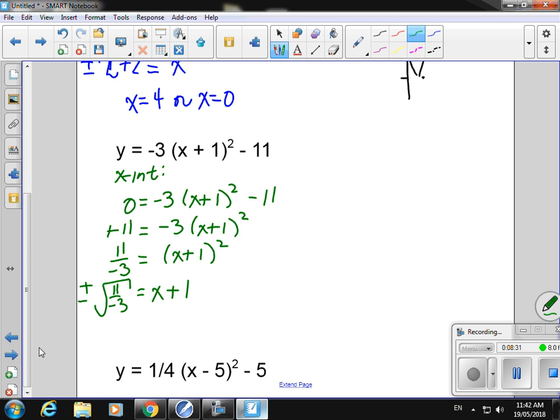If you type in the square root of 11 over negative 3, your calculator will swear at you. Calculator swear is written kind of like that, but if you could hear it, it's really nasty. It does not like taking the square root of a negative number. That means that there are no x-intercepts.